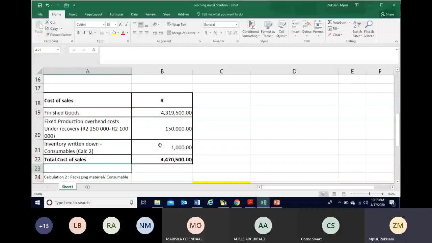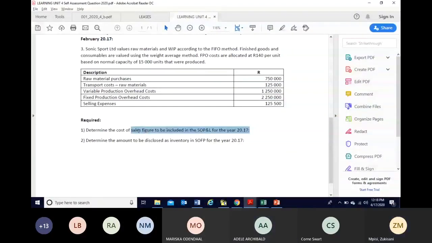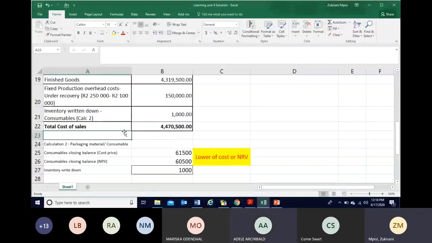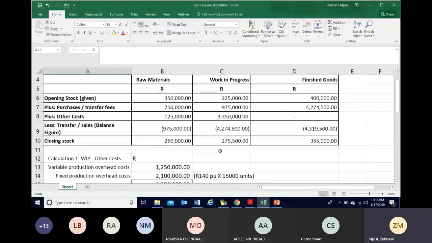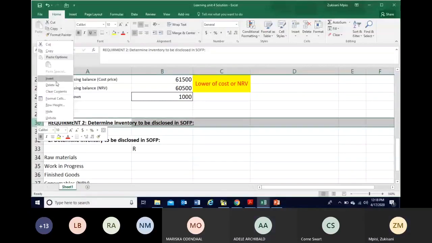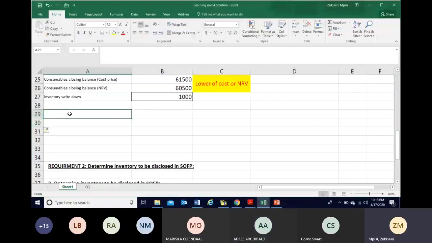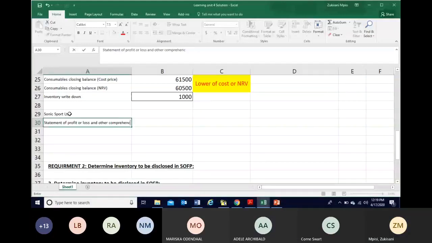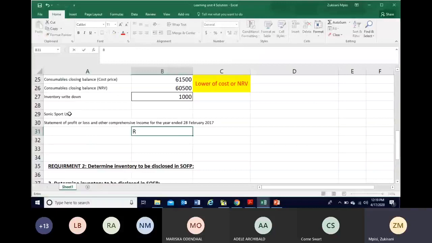So we have completed question number 1, which asked us to do cost of sales to be included in the statement of profit or loss and other comprehensive income. So this would be how much would be included in your cost of sales. So this means, in other words, if you were to do your statement of profit or loss, you would have Sony Sport Ltd. Then you will have your statement of profit or loss and other comprehensive income for the year. And that, just quickly thinking of the date, 28th February 2017. And you will show here the amount.